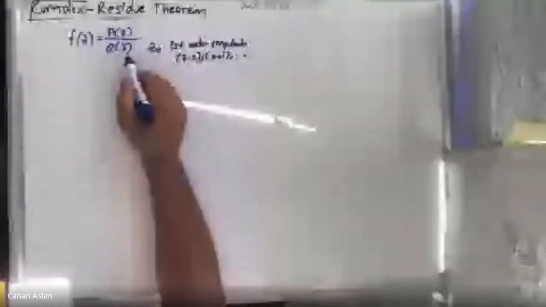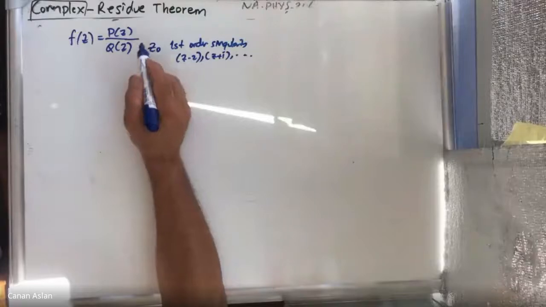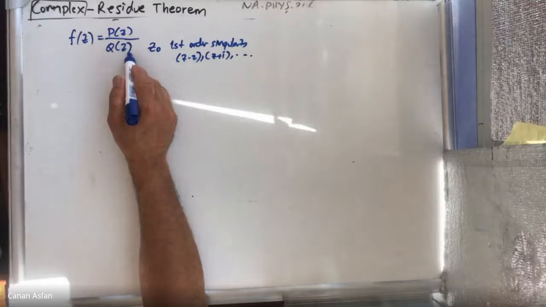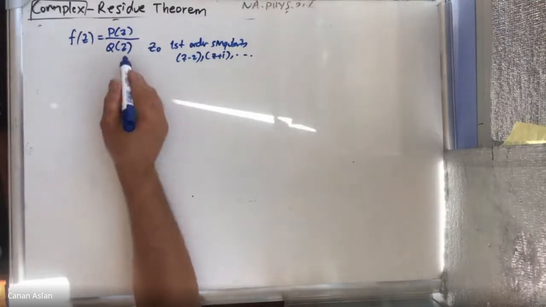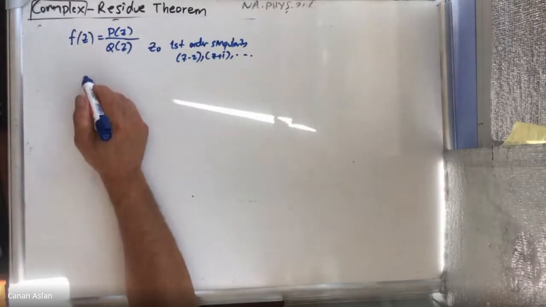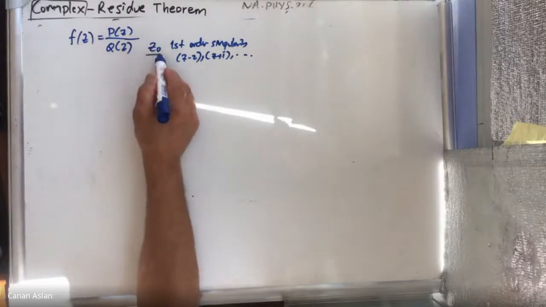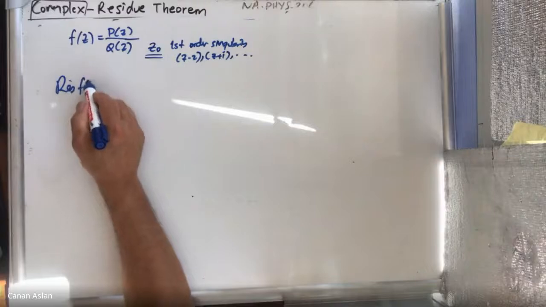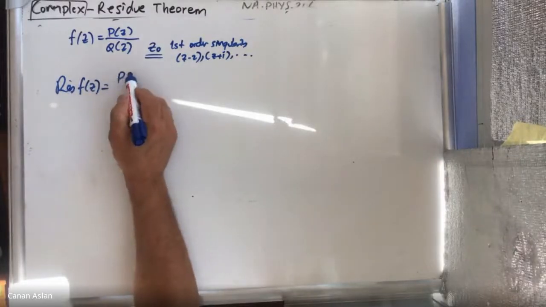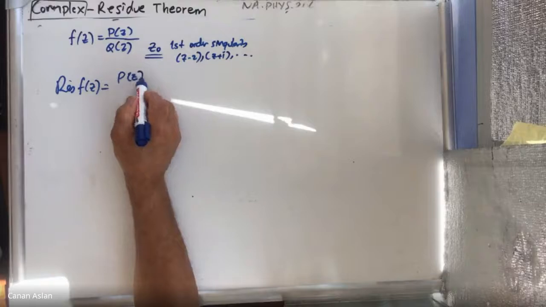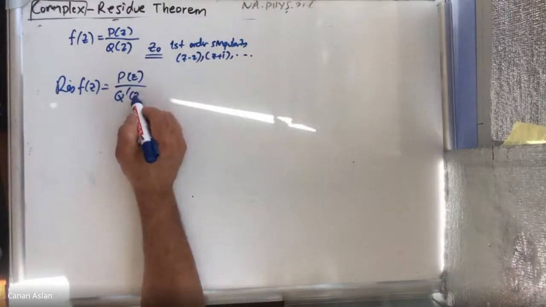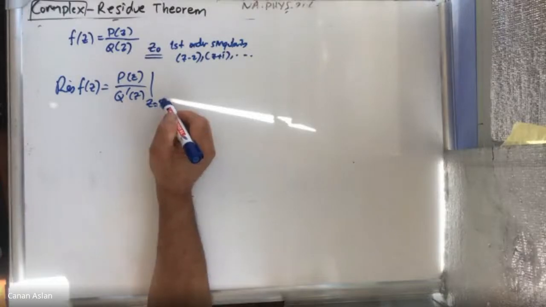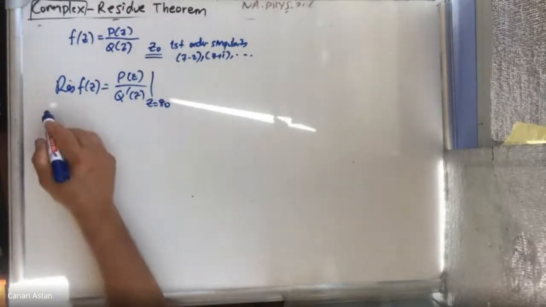In this case, what we can do is that we can just take the derivative of the denominator. Suppose that z0 is the singular point, then the residue of this function is simply P(z) divided by Q prime(z) at z equals z0. Let's give an example.